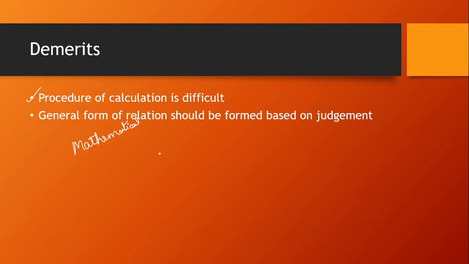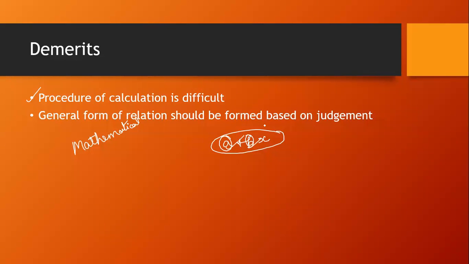So the general form of relation, a particular main formula, consider a plus bx. Okay, this is one formula. Now to find the value of a and b, you have to substitute into other two equations. To get a particular general form of this value, it should be based on your judgment. That means you have to find the other equations to find the value of a and b. So that is also one of the difficult processes in this least square method.